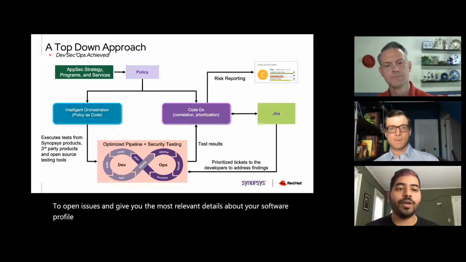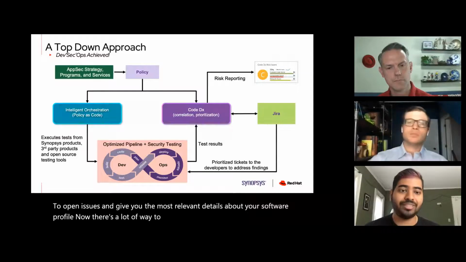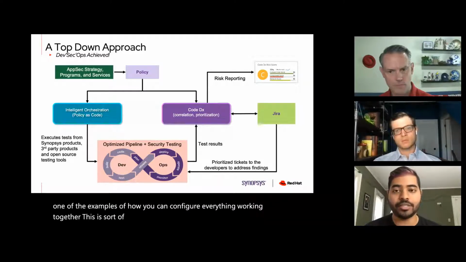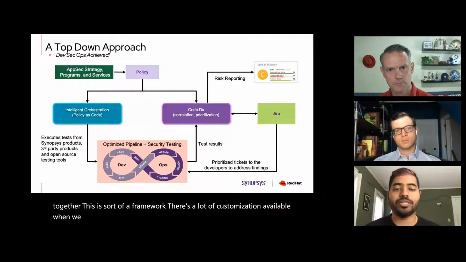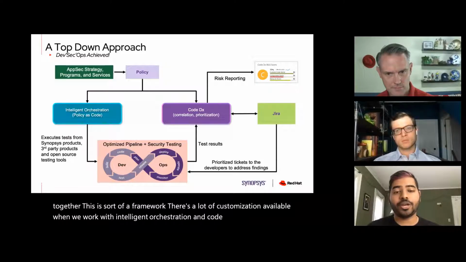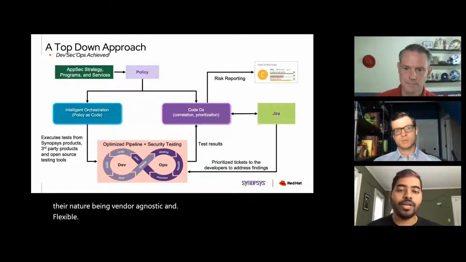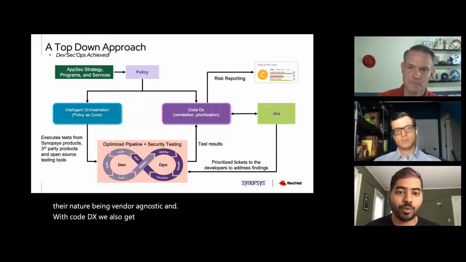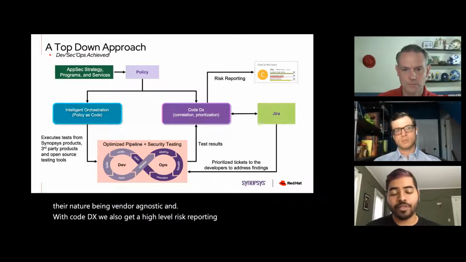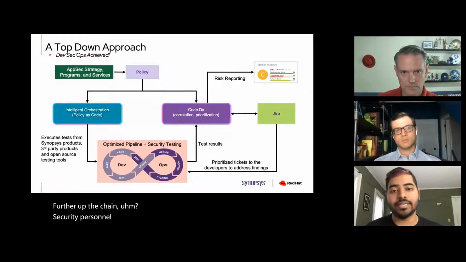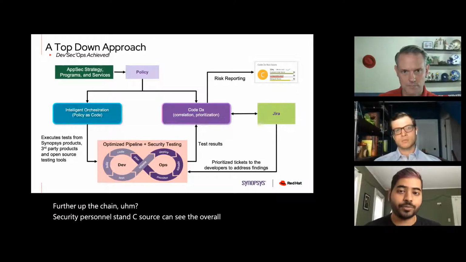Now, there are a lot of ways to configure these two tools. This is just one example of how you can configure everything working together. This is sort of a framework. There's a lot of customization available when we work with Intelligent Orchestration and CodeDX due to their nature being vendor agnostic and flexible. With CodeDX, we also get high-level risk reporting. So further up the chain, security personnel and CISOs can see the overall application portfolio.